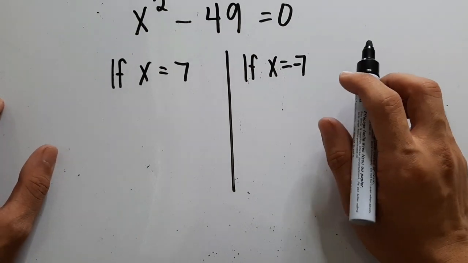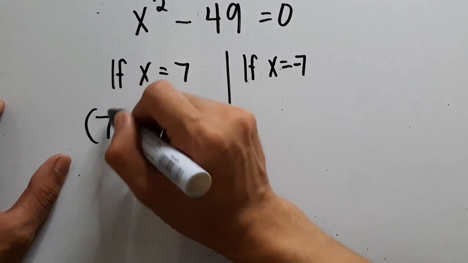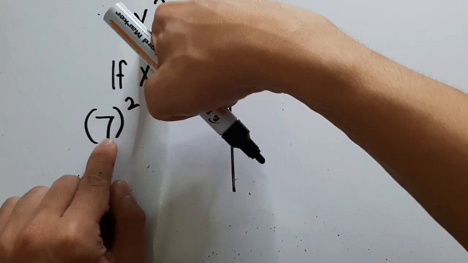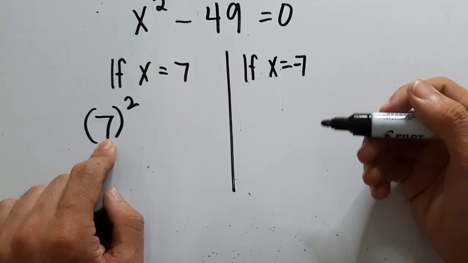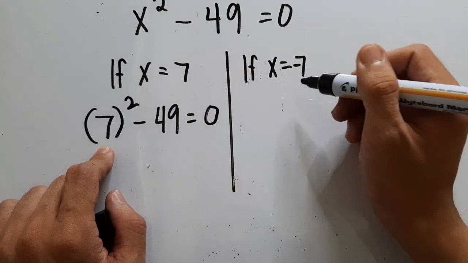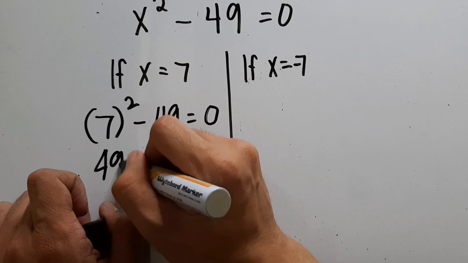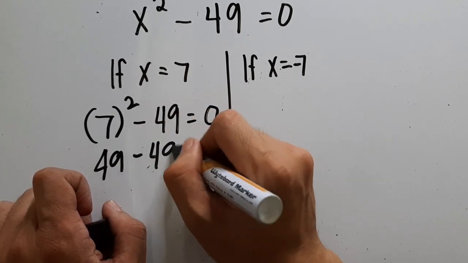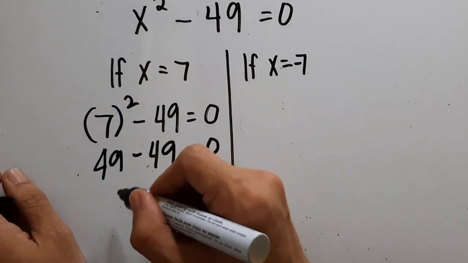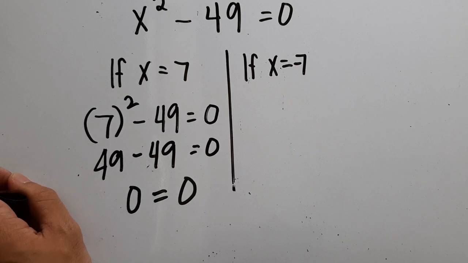So let us substitute the value of x into positive 7. So we have 7 square, yung x natin, pinalitan natin ng 7. Yung exponent natin remain, minus 49 equals 0. So we have 7 multiplied by 7, the answer is 49. Minus 49 equals 0. 49 minus 49 is equal to 0. Therefore, 0 is equal to 0.